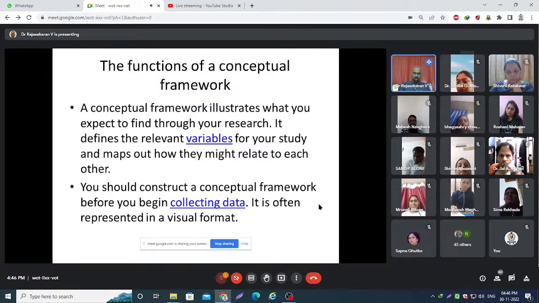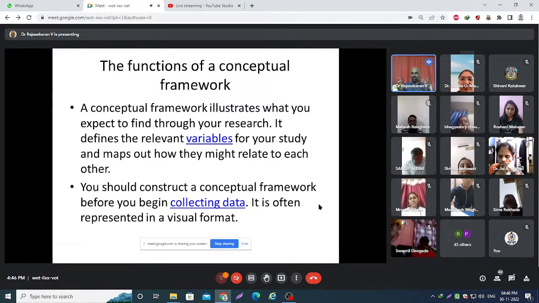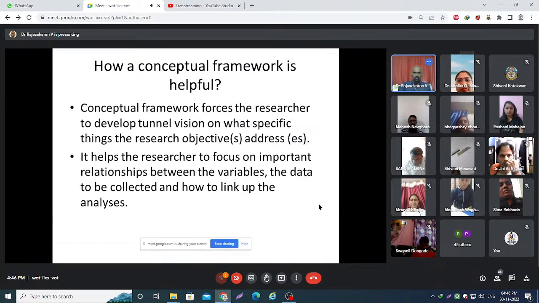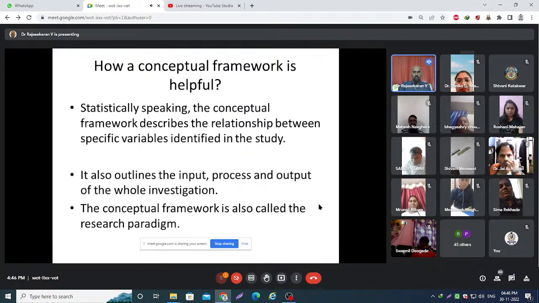So let me take you straight. It includes variables, collecting the data, and the other factors, hypothesis, what type of hypothesis you need to frame, everything it will include. But I'll show you the example so that it will be directly useful to you.